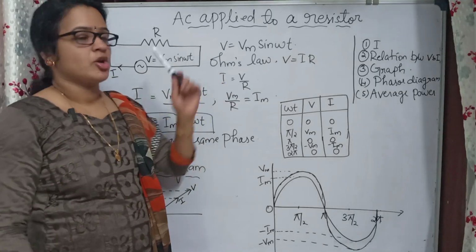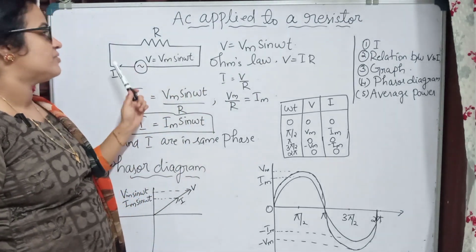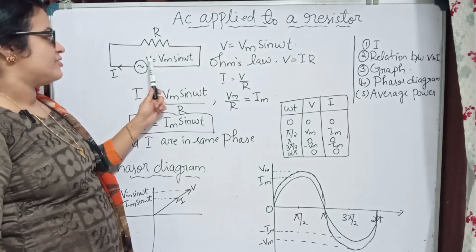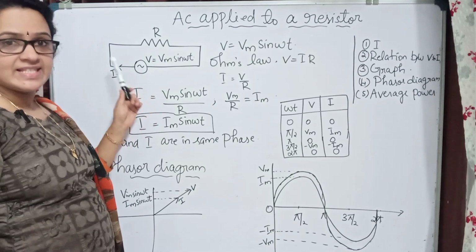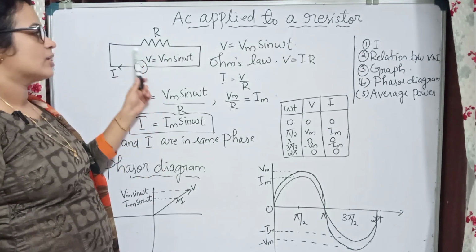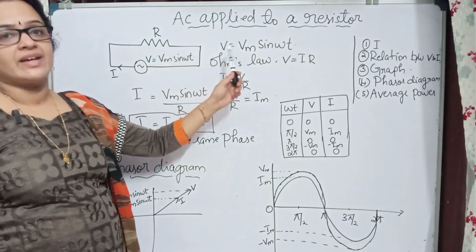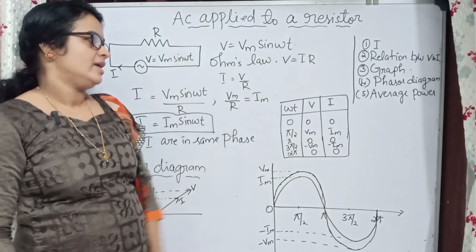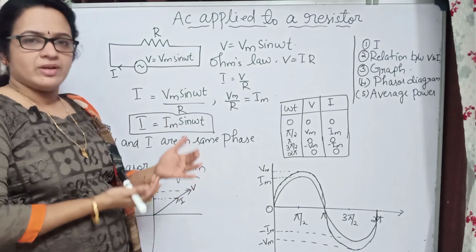Now we can move to the first topic, that is AC applied to a resistor. So here we have an AC circuit which is connected to a resistor only. So here we can see that V is equal to Vm sin omega t is the voltage applied to an AC circuit. Okay, so here current is flowing in this direction and only the resistor is connected here. So the applied voltage, that is the instantaneous voltage, can be written as V is equal to Vm sin omega t.